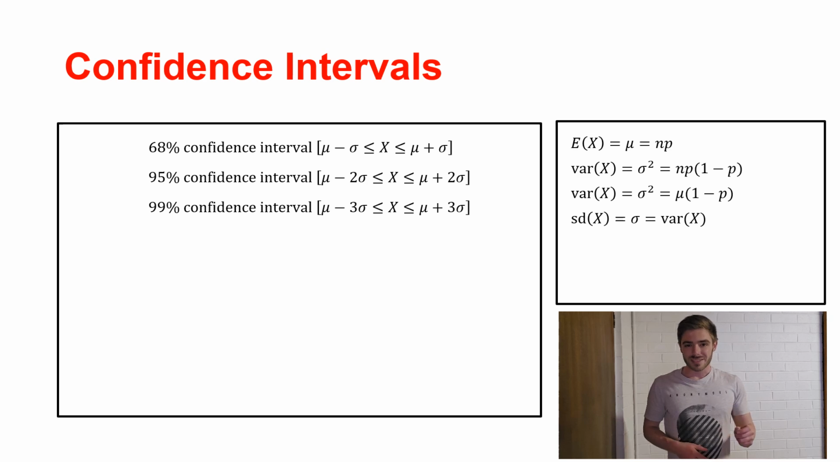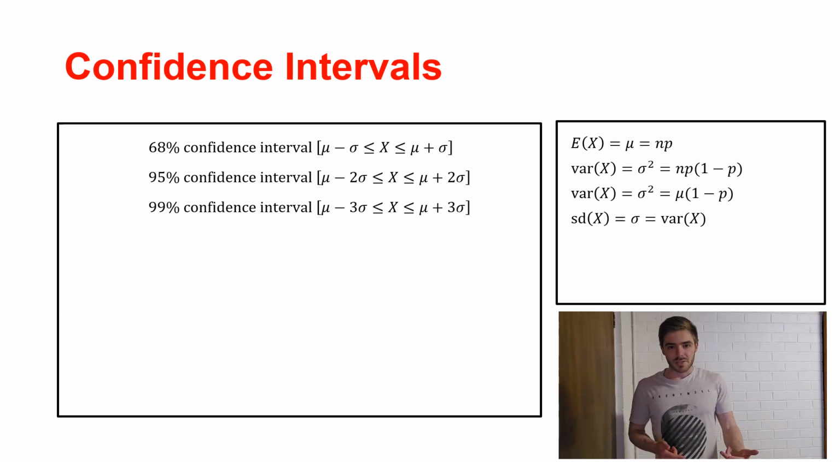Confidence intervals are always calculated using the same generic formula. They're always going to be centered at the mean, and they're always going to be spread out by a certain number of standard deviations, depending on how confident your interval is. The main confidence interval you're going to be required to calculate is the 95% confidence interval, and that's going to require you to calculate the mean and then plus or minus 2 standard deviations either side of the mean.